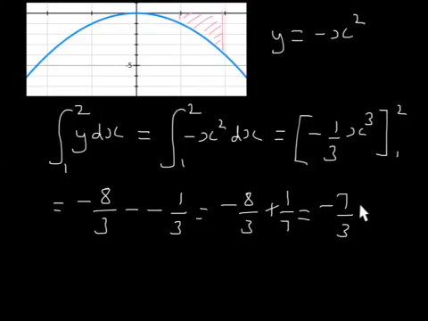So this minus 7 thirds actually consists of two bits of information. The 7 thirds is the area of that shape. It's a bit like a trapezium, but it's got a curvy bit there. And the minus sign tells us that it's underneath the x-axis. If a question says, what is this area? The area is 7 thirds. If a question asks for this integral, the answer is minus 7 thirds. So the 7 thirds tells you the size of that shape, and the minus sign shows that it's underneath the x-axis.